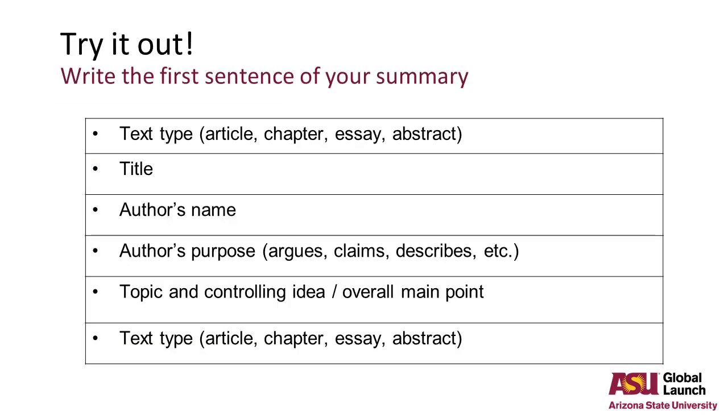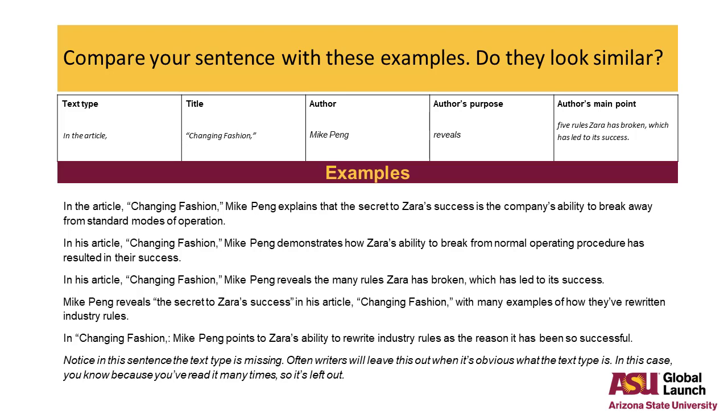Why not try it out now? Write the first sentence of a summary for changing fashion. To do this well, review the article. Then write your summary's first introductory sentence. Be sure to include the text type, the title, author's name, author's purpose, and the overall main idea, which is the topic in the focus. Pause the video while you do this work.